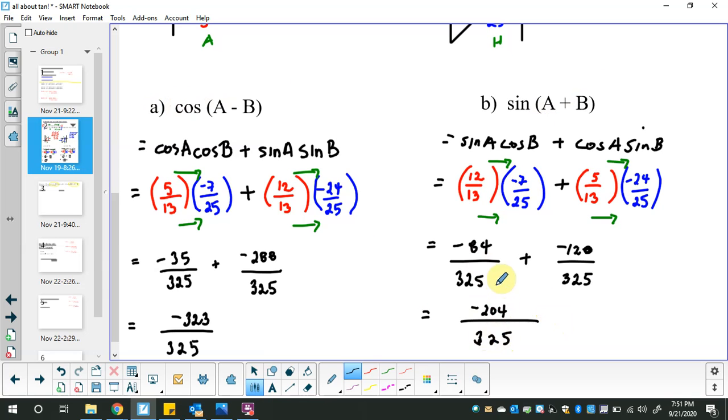So if this is reducible, if you can divide both levels by the same number, you must continue. And that is the exact value for this. So it's a ratio. It's one number over top of another, representing opposite over hypotenuse of the two angles being added together. So that was using compound angles.